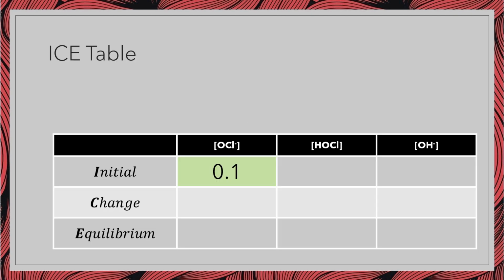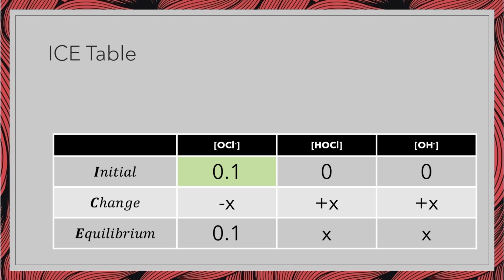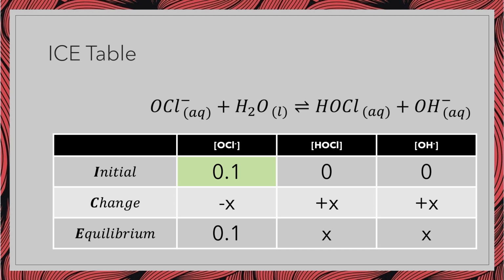Let's do an ICE table. So we know for the reaction of hypochlorite acting as a base with water gives us hypochlorous acid and hydroxide ions. Now we know we put in 0.1 moles per liter of the hypochlorite, and the hypochlorous acid and the hydroxide go up by X. It's 1 to 1 to 1. And so they go up by X, the hypochlorite goes down by X, and this one down the bottom here, that should be 0.1 minus X. It's not going to matter in the long run once we do the assumption.